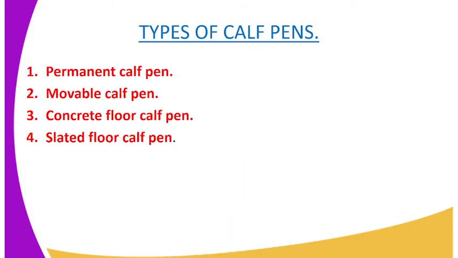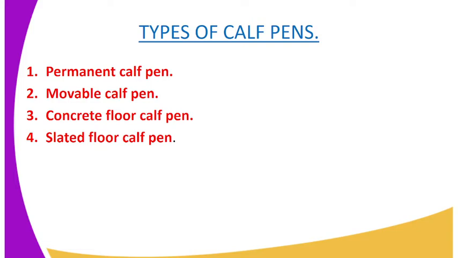The first type is permanent calf pen. The second one is movable or mobile calf pen. And the third one is concrete floor calf pen. And finally, the fourth one is slatted floor calf pen.